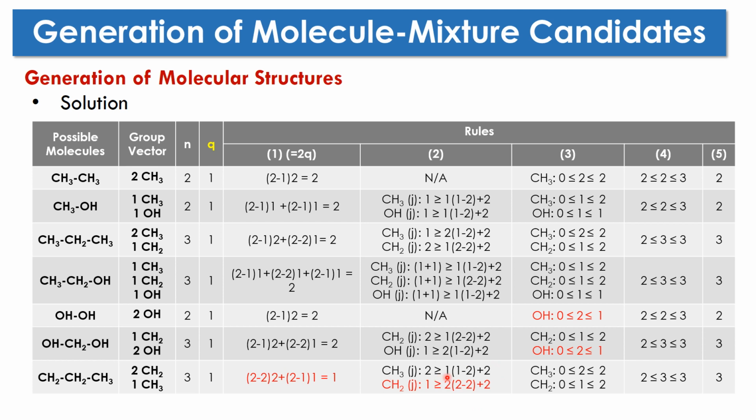Okay, and then we look at equation number 3. Number 3 is quite straightforward. We just want to compare the number of the functional group with the bound.